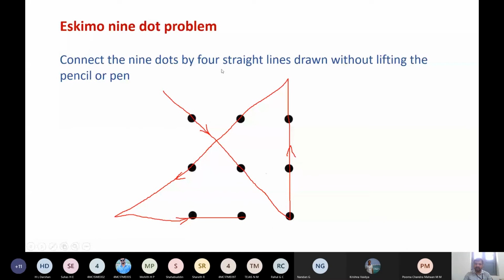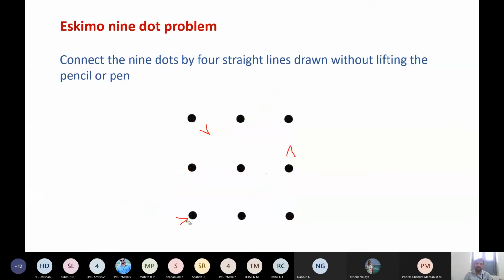Okay, and in the problem statement, nowhere it is mentioned that you should not extend the lines beyond this. Nowhere is it mentioned, but we assume that we should not move outside this. So unnecessarily we will add a few more restrictions which are not actually defined in the design problems. So this is what we can learn from this Eskimo 9 dot problem.